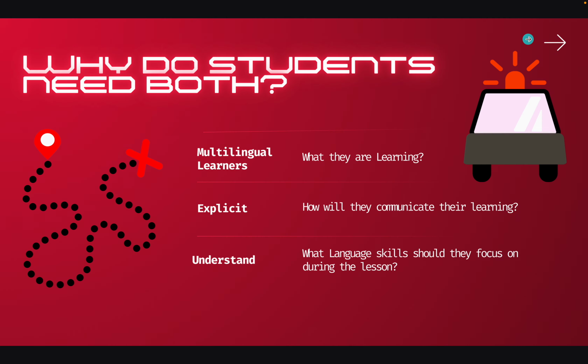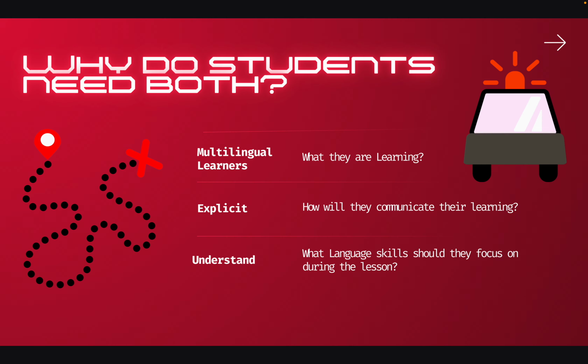Why do students need both? Think of content as the destination and language as the vehicle that's going to get us there. Students cannot fully demonstrate their understanding if they do not have opportunities to develop and use the language needed for the task. This is especially important for multilingual learners.